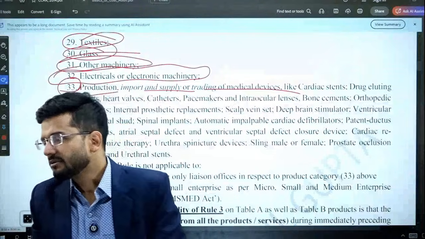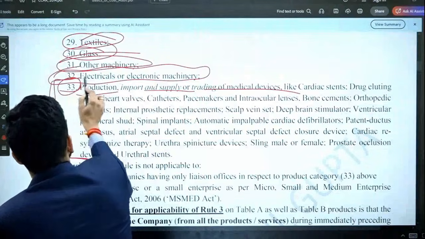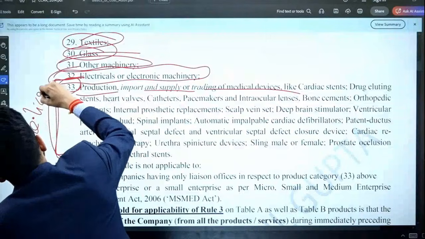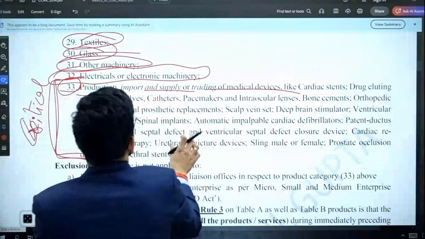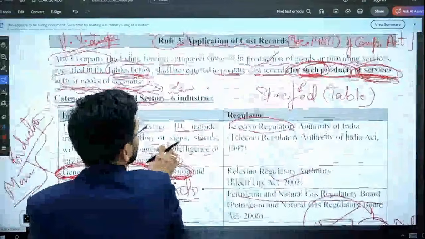Now guys, before coming on to point number 33, point number 33 is really critical. There's one anomaly which is given in point number 33, which I'm going to highlight now. So for highlighting that anomaly, let me come on to the start of this particular rule. All right.